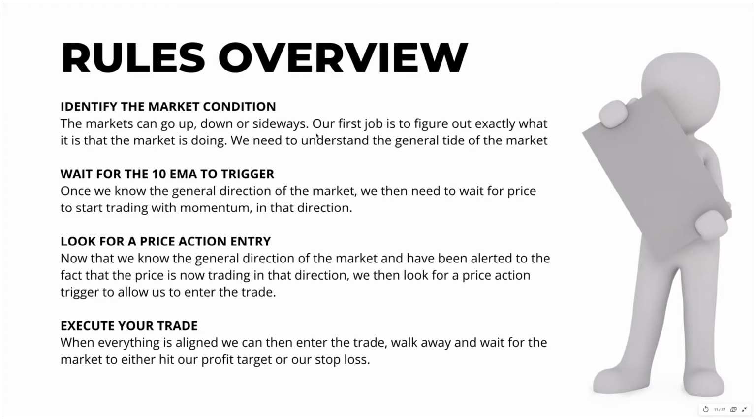Okay, so now that we understand the general direction of the market, we've been alerted to the fact that price is now trading in that direction, we then want to look for price action to trigger, okay, to allow us to enter the trade. Now, this is where you can insert your favorite strategy. Once you've identified the market condition, and once the 10-period moving average tells you which direction to be trading in, use your favorite entry strategy. Okay, I'm going to show you one here, but use one that you identify with. It really doesn't matter. You'll already be on the right side of the market if you do the first two here. So once we get the trigger to trade, then we execute the trade.